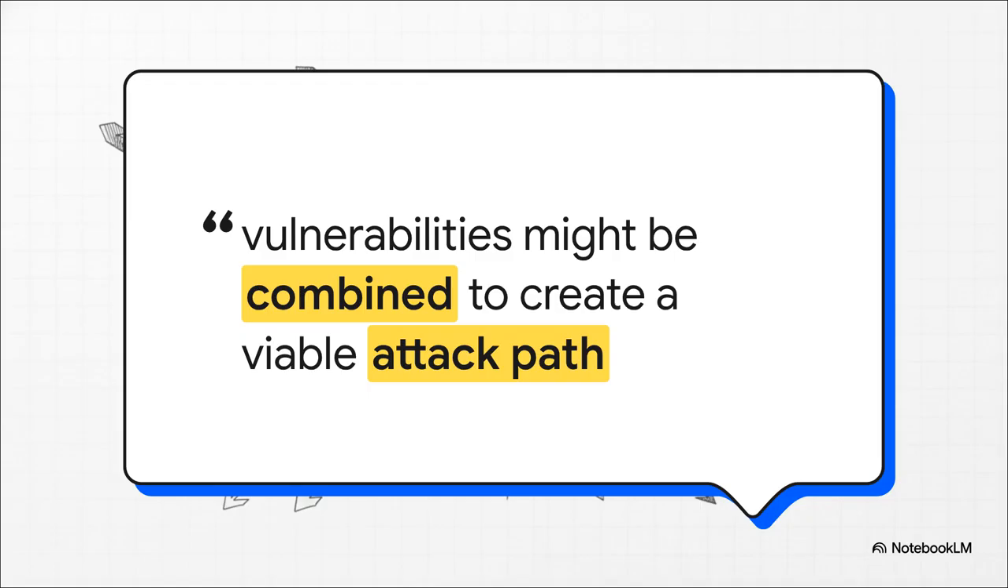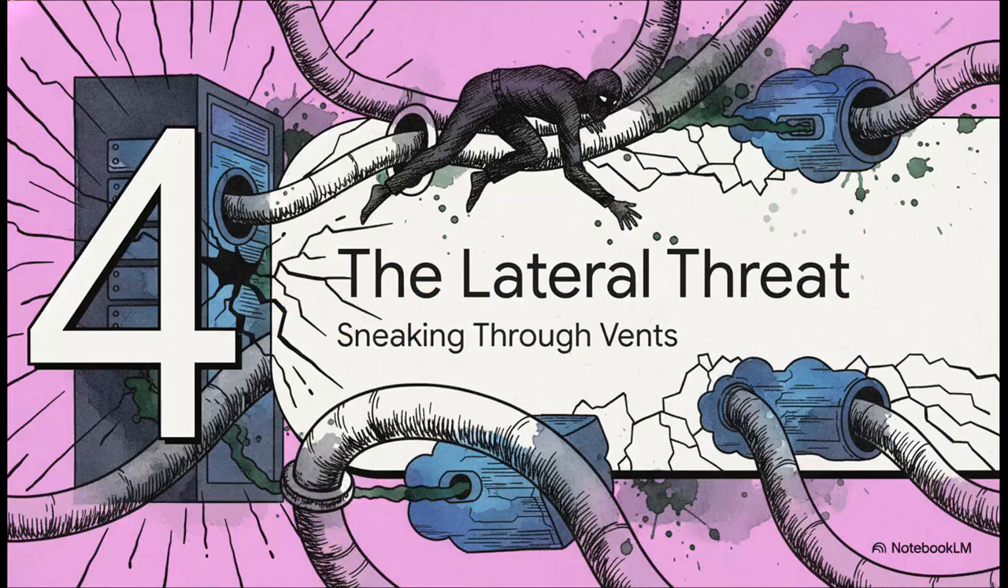You see, attackers almost never rely on just one bug anymore. They chain them together. It's a combo move. They use the unauthenticated NSX reconnaissance bug we just talked about to find a user. They guess the password to get that low-level foothold. Then they immediately fire off the vCenter SMTP bug to escalate those privileges. And suddenly, they own the network. Next up, part 4, the lateral threat, sneaking through the vents.